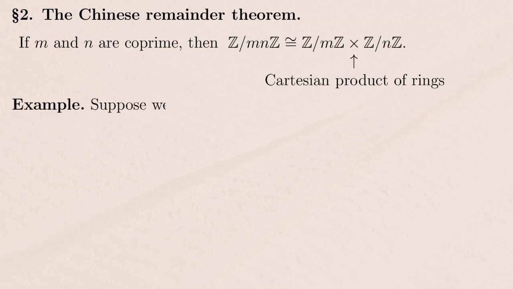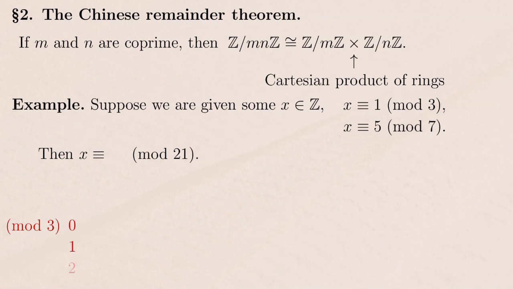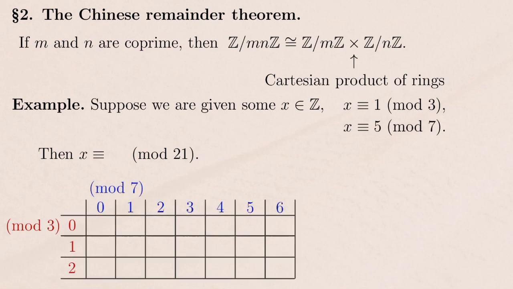Let's suppose we're given some unknown integer x, and I'm given that x is 1 mod 3 and 5 mod 7. Then, because 3 and 7 are coprime, this theorem tells us that I can stitch these congruences together into a single congruence mod 3 times 7, that is mod 21. Let me draw out a table with possible values of integers mod 3 down the left and possible values of integers mod 7 across the top. And let's try to fill this table in and see what happens.